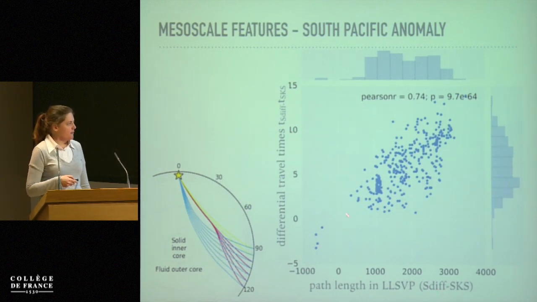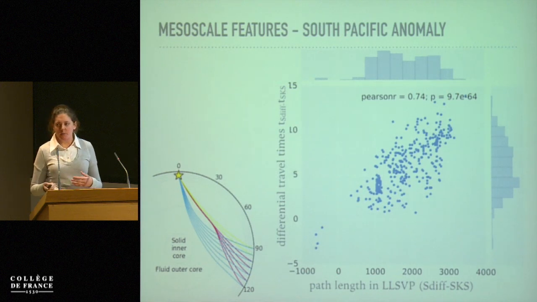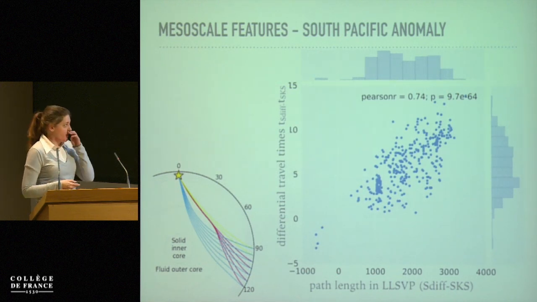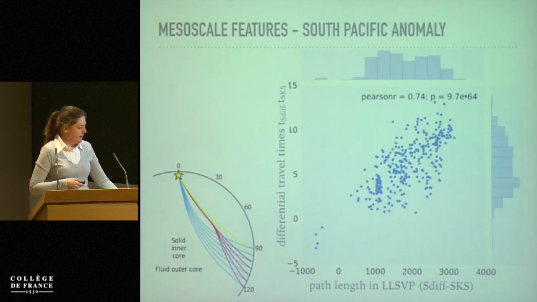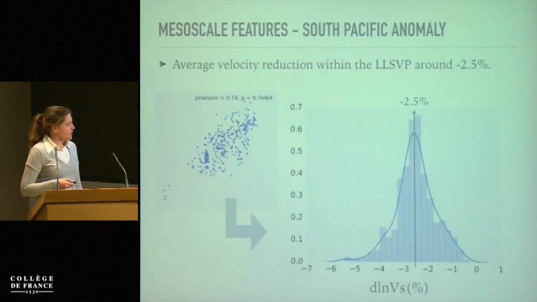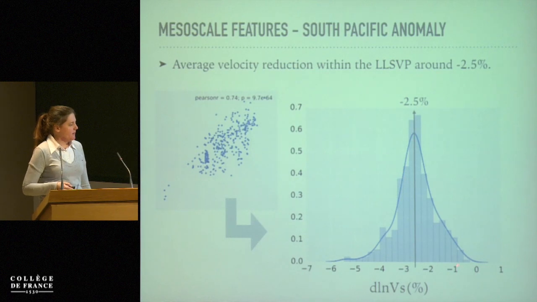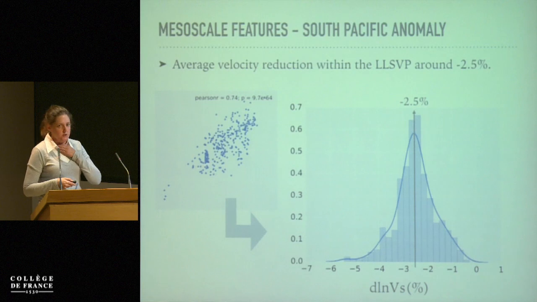So the ones with negative path length here mean that the SKS has been traveling more in LLSVP than the S diffracted, versus the differential travel time. And so you see we get somewhat of a correlation, but there's still a lot of scatter in our data. And this scatter results in quite a broad range of estimated mean LLSVP velocities, which do peak at -2.5%.